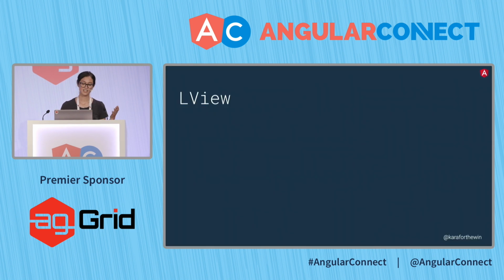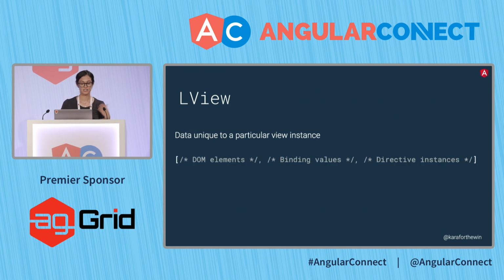The internal data array where we store these elements is something that we call an L view. It's also known as a logical view. And we create an L view instance for every template instance or every component instance. So every component has its own set of storage that has its DOM elements inside it. So in addition to DOM elements, we also put things like binding values in here, so we can check old binding values against new binding values. We also put directive instances in here so that we can set inputs on them later.